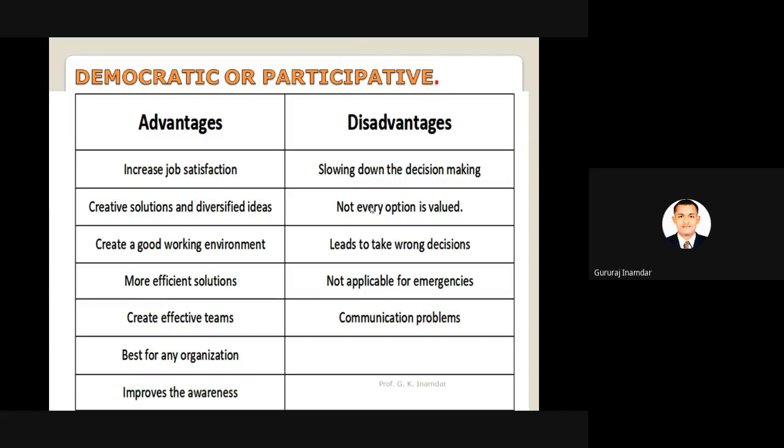So already I have discussed, I have said that whatever the disadvantages of autocratic is advantages of democratic. So use that knowledge for your better write-up also. So increase job satisfaction in democratic, creative solutions and diversified ideas, definitely, because the people present in your group are from different backgrounds, we can say that.